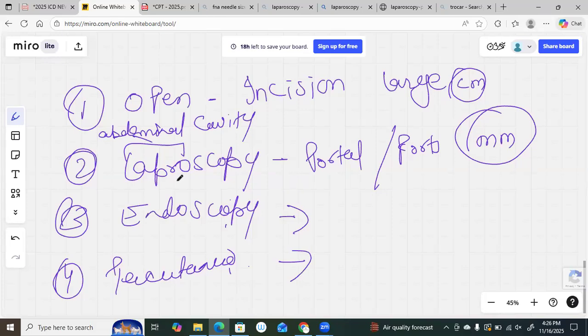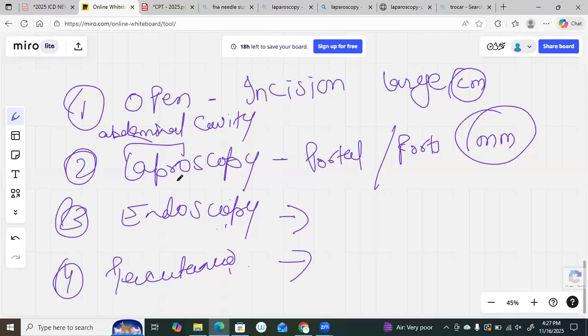Ma'am, endoscopy means it's a procedure where a tube is inserted into the mouth or through the nose. Good. Yes, you are going correct. No incisions will be done, ma'am. And what about the percutaneous? Percutaneous means through skin. Exactly. Percutaneous means through skin.